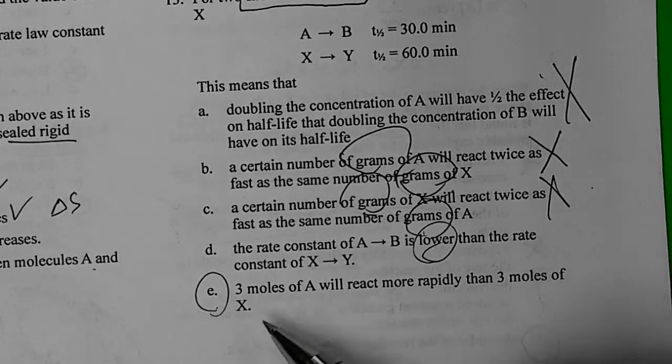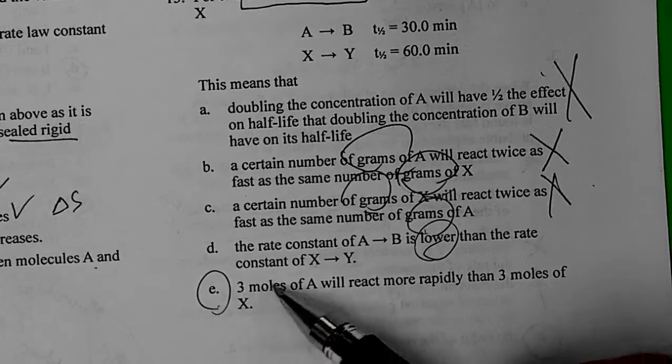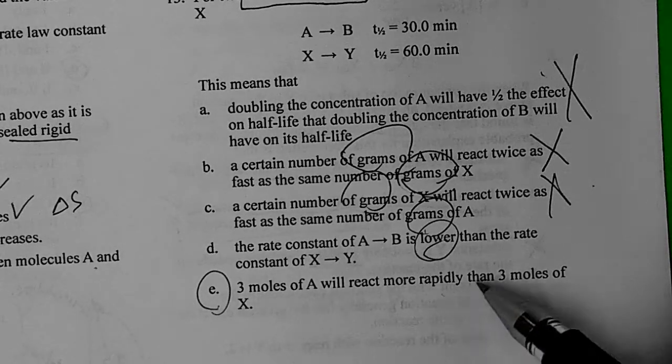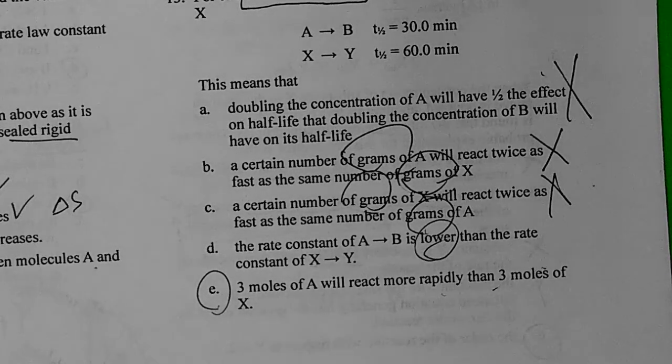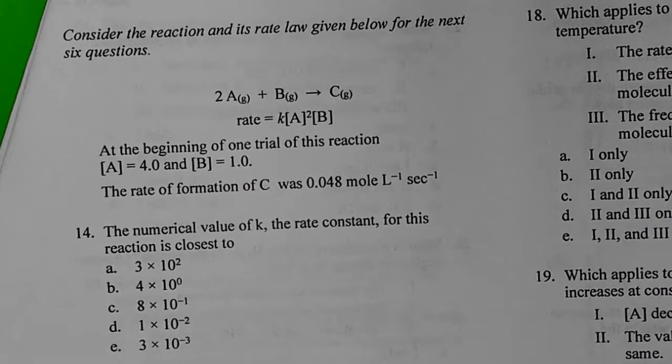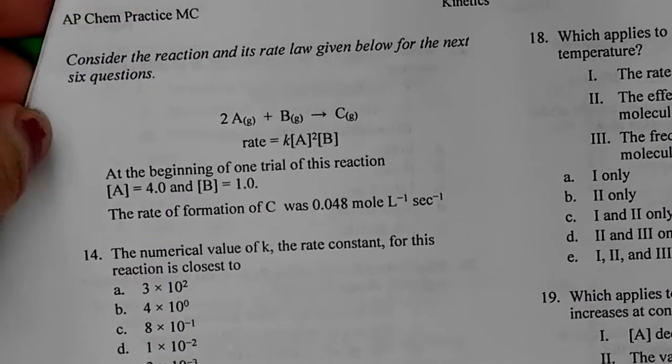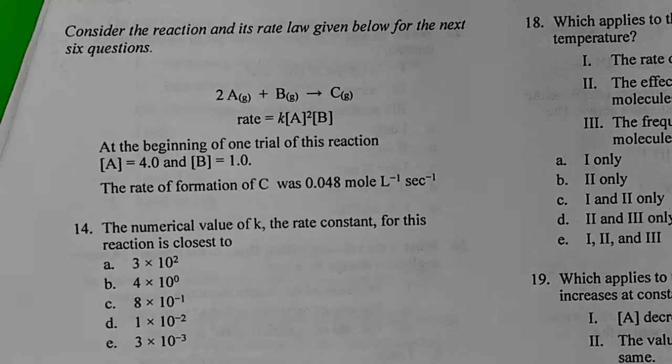E is the right one because remember, it's comparing moles. 3 moles of A will react faster, more rapidly than 3 moles of X. That is the correct one that we're looking for. Got it? Any questions? Okay. Again, I said read the question. The next 6 equations, use that one.